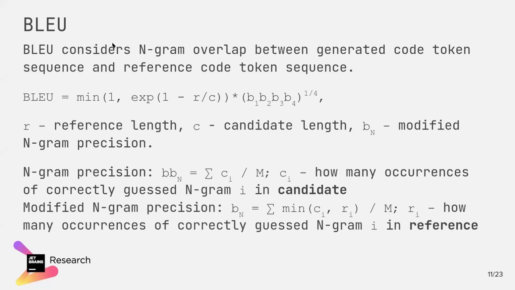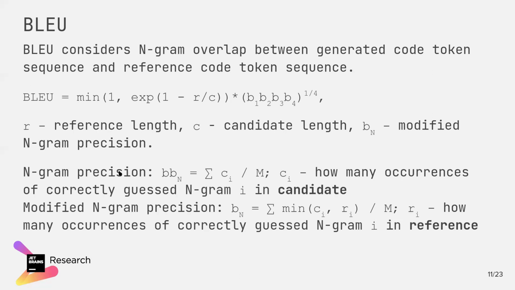All right, so the BLEU metric is given by this equation. This prefactor here is called the brevity penalty, and you can see that it penalizes the translation of the generated code sequence for being shorter than the reference. C here is the candidate length, R here is the reference length, and pn here is a modified N-gram precision.